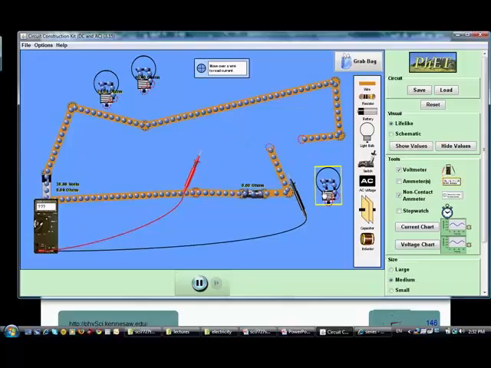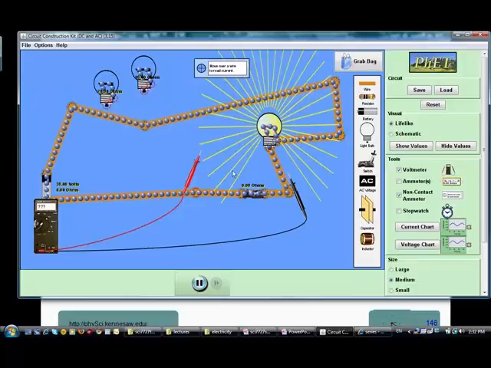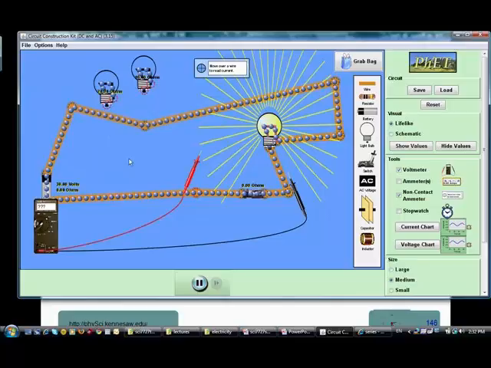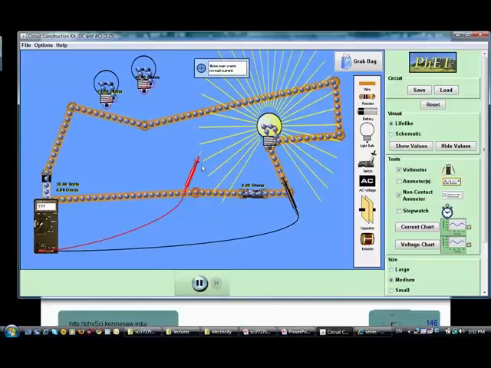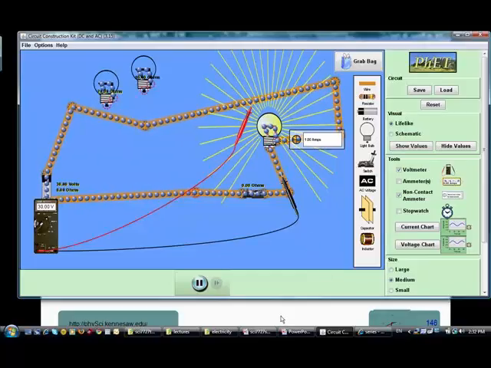And I should be able to get the same amount of light out. Okay, you see it's brighter than either one of them, and it should be as bright as both of them together. We can check the voltage across this light bulb, and it should be 30 volts. There you go, it's 30 volts. We can measure the current through it, and it should be 1 amp, and that's what we see, 1 amp.